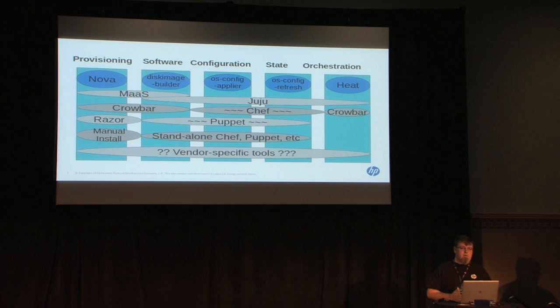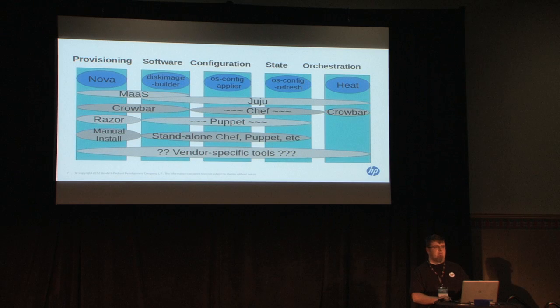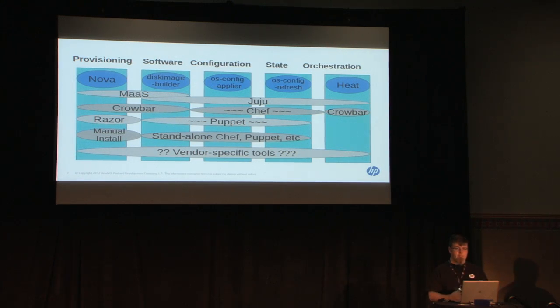The problem space that we think we're dealing with is one which has these separate columns, which is provisioning of machines, software installation of machines, configuration of the machine, managing state, managing different database schema versions, database migrations, Swift ring transitions. These are big state changes that can take a significant period of time to complete.